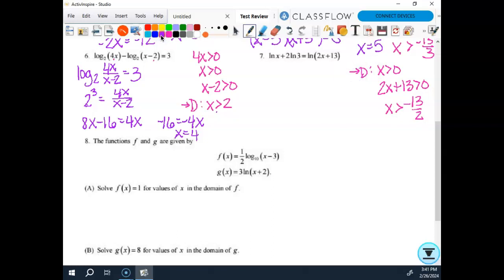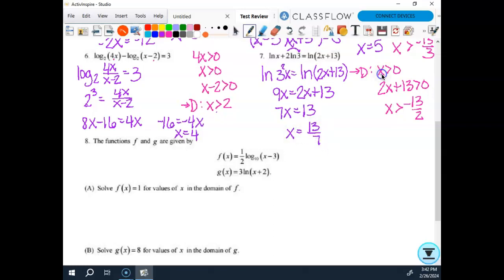All right. So now on the left, I'm going to condense it, but I have to pay attention to this 2. I don't get to divide like I did on the other one because I don't just have a number on the other side. So it is going to have to become an exponent. So this is going to give you the natural log of 3 squared times x equals the natural log of 2x plus 13. Okay? So the x is not squared, just the 3. So now I can drop the logs, and I'm going to get 9x equals 2x plus 13. 7x equals 13. x equals 13 over 7, which is greater than 0.